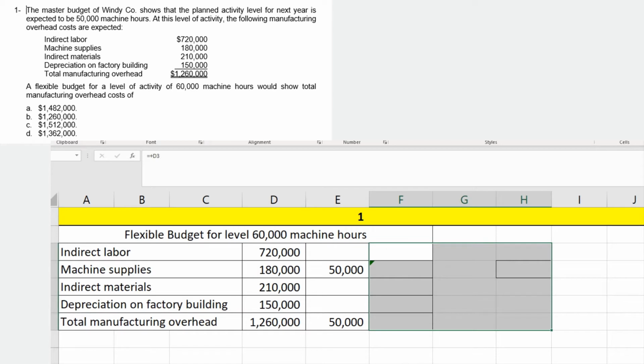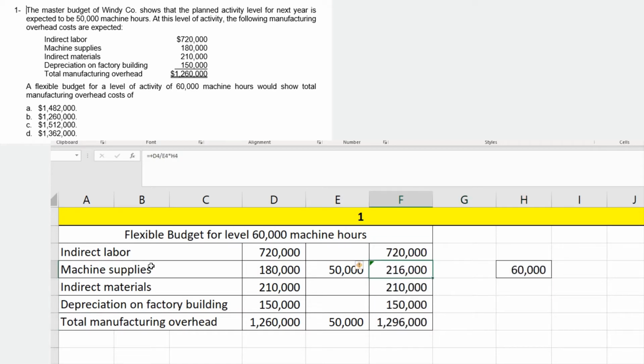If in this example our machine supplies were variable, and being the only one, we would have a total of 1.296 million. Based on the options available, I would strongly suggest in this case that machine supplies were not driven based on consumption of those machine hours. So you could argue that machine supplies were general maintenance regardless of usage of that machine. So I would in this case suggest that the total costs for 60,000 machine hours would remain at $1.26 million.